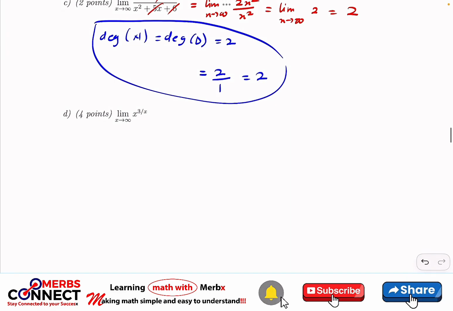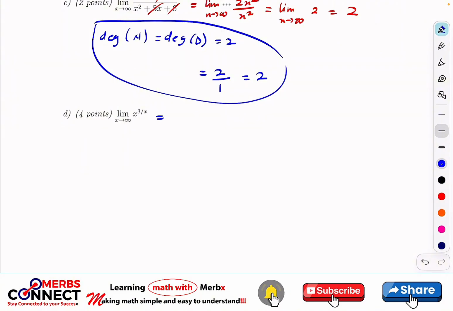Good. Let's do the last limit here. Now this one has x to the power 3 over x, so we need to do something different. Let's use L'Hopital's rule. I'm going to say that this is equal to L, so L is equal to the limit as x approaches infinity of x to the power 3 divided by x.